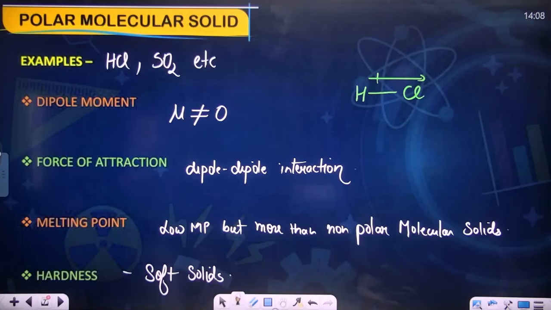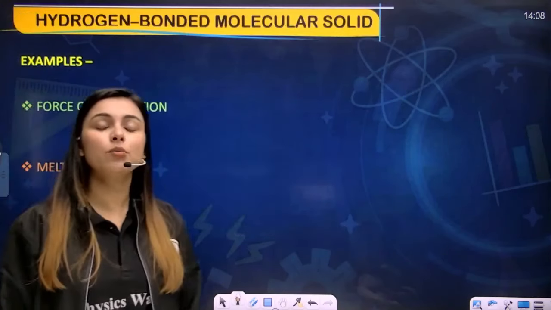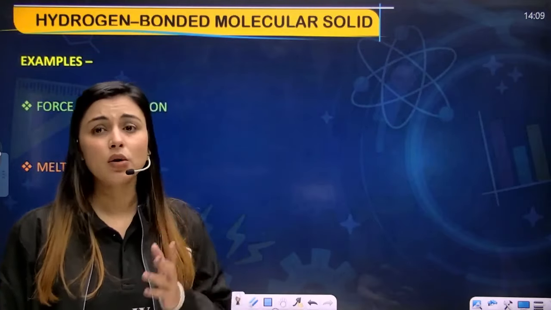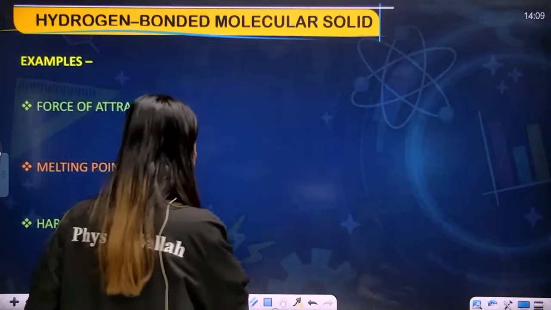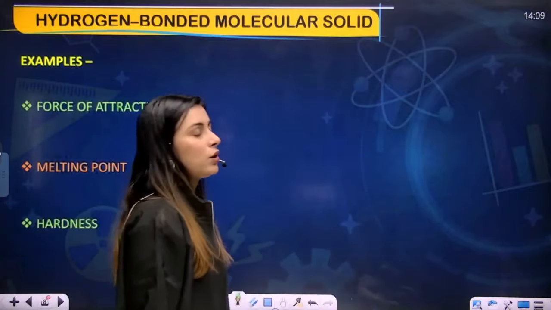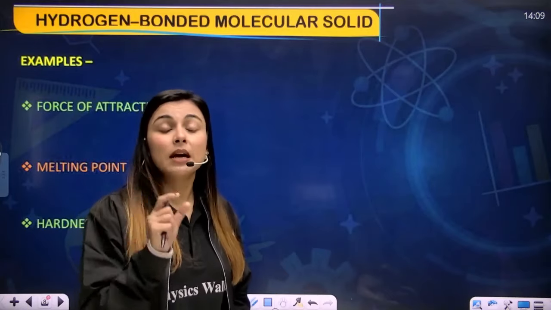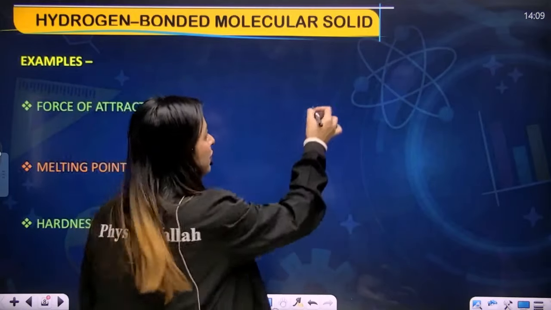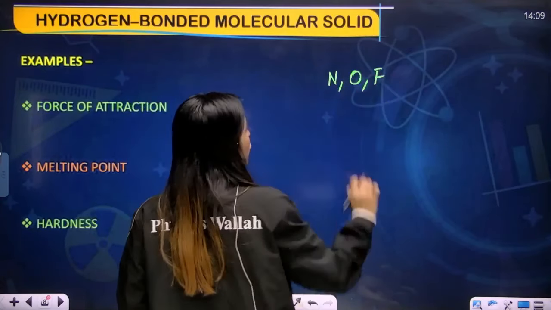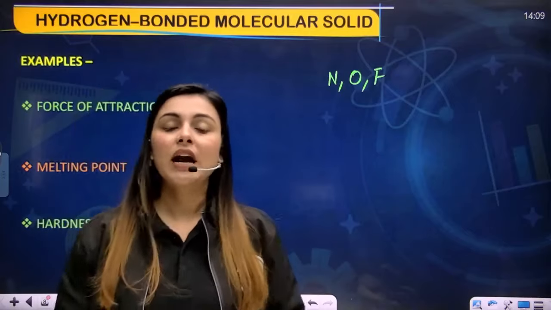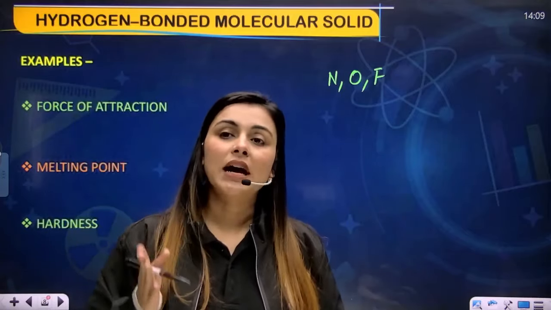Okay, let's move forward. Next type of solid, which is hydrogen bonded molecular solid. Now, what is hydrogen bonding? That is something which you need to understand. See, my dear students, hydrogen bonding is only and only possible if your hydrogen is connected with some electronegative element out of nitrogen, oxygen and fluorine. Hydrogen bonded with these three electronegative elements forms hydrogen bonding.